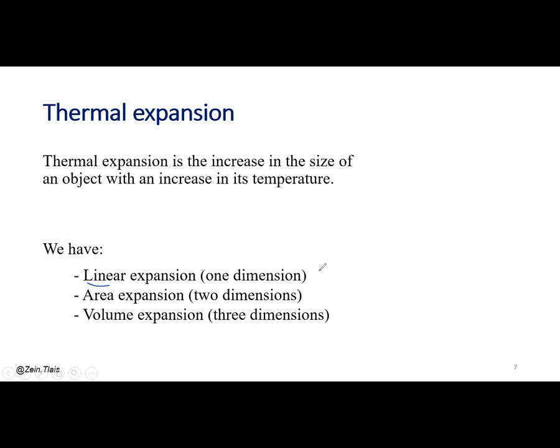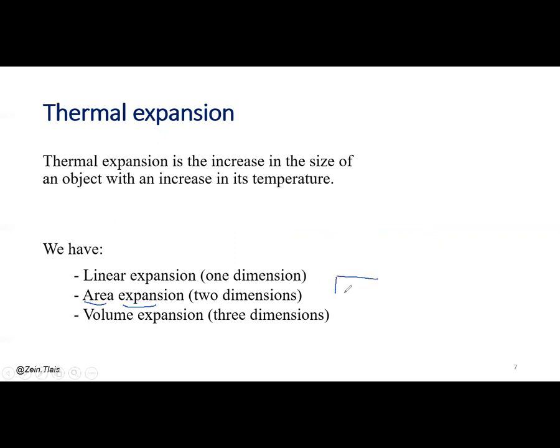For example, if we have a line like this, or any shape, we have a ring. Here we have one-dimensional expansion, okay? Or we have an area expansion if we have an object with two dimensions.